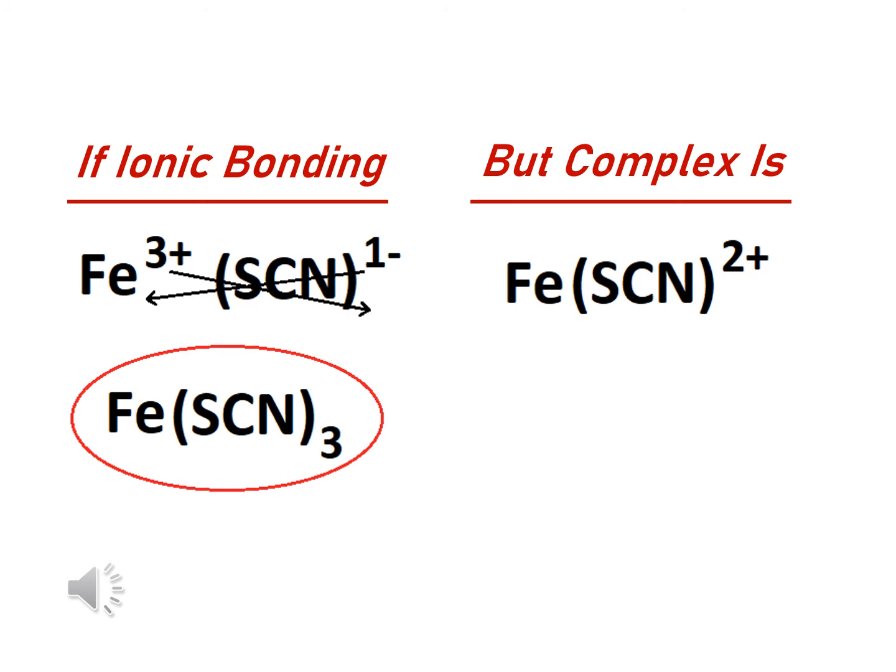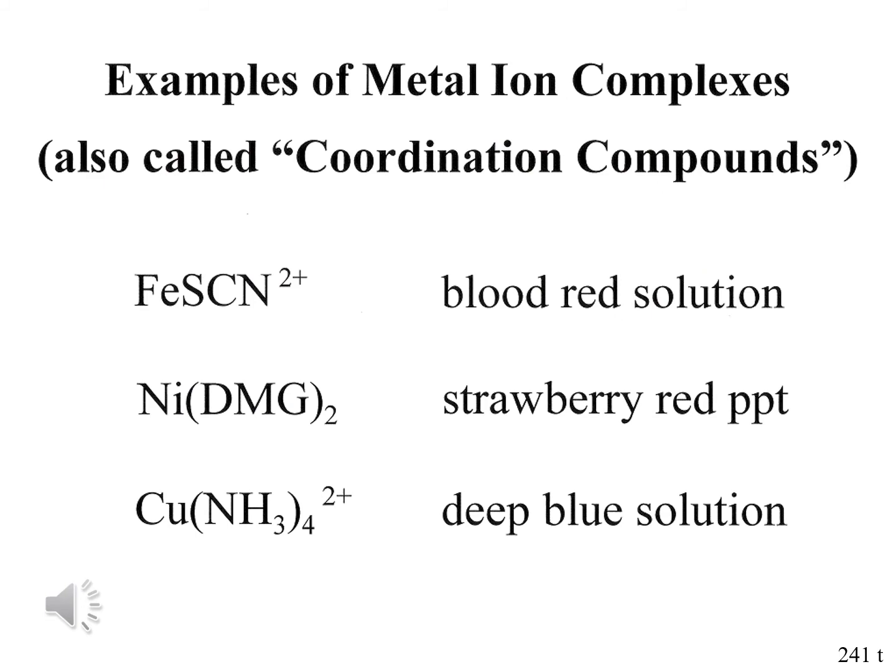If you were going to make a normal compound between iron and the ion thiocyanate, you would generally cross and get Fe(SCN)3, but that's not what you get. And if you look at the copper complex at the bottom, what's attached to it is ammonia, which is not even an ion, it's a neutral compound. And so we have to talk about how all this works and how the bonding is different.